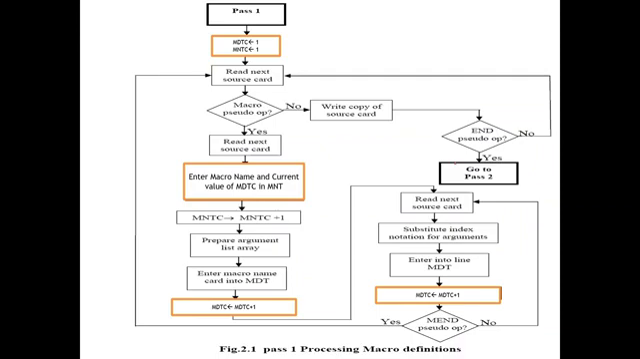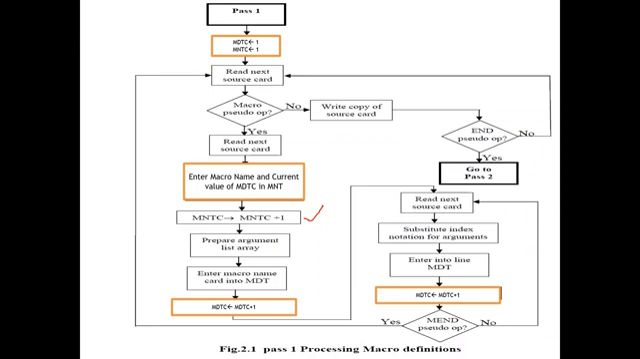Whatever we said, the same thing is there in the form of a flowchart. So you have MDTC initialized to 1, MNTC initialized to 1. You know what that is. MDTC is the macro definition table counter, and MNTC is the macro name table counter. This is what we are initializing and using. Every time we find a macro, we will increment the macro name table counter by 1.